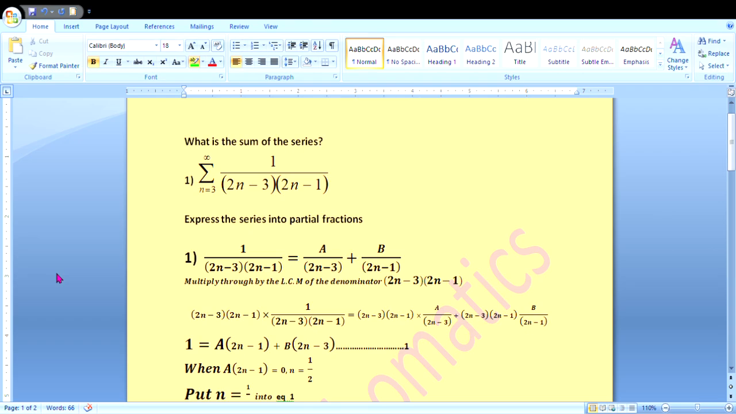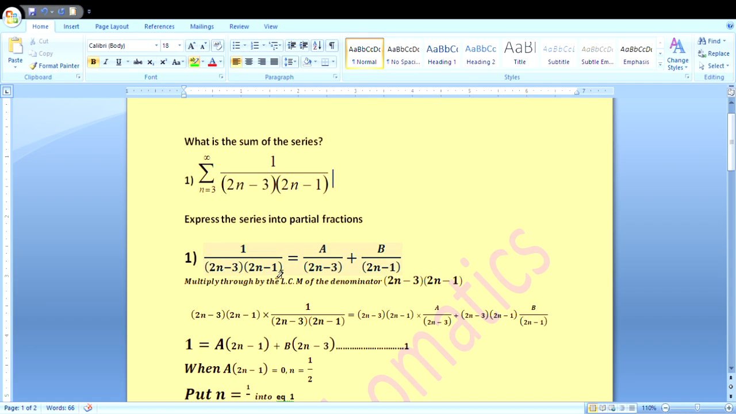Let's take a look at this series and see how we can conveniently resolve it. I say it's a series of sum as n is moving from 3 to infinity. So here, this is a series of partial sum. We need to resolve this into partial fractions. So we conveniently express 1 over (2n minus 3)(2n minus 1) as partial fractions.